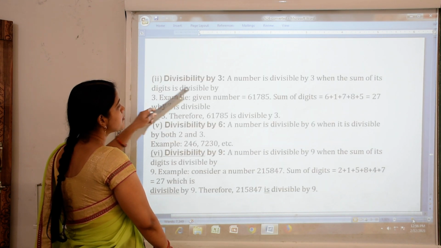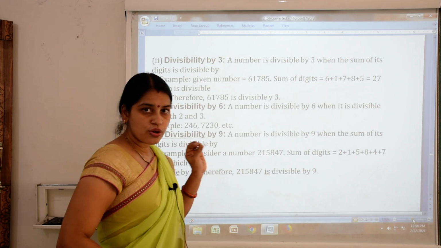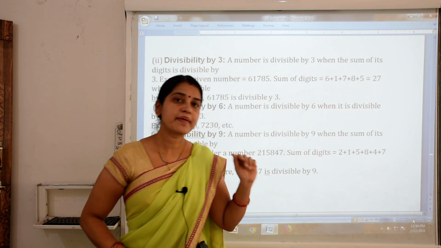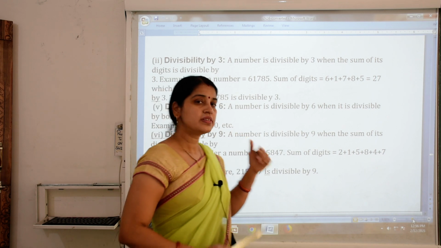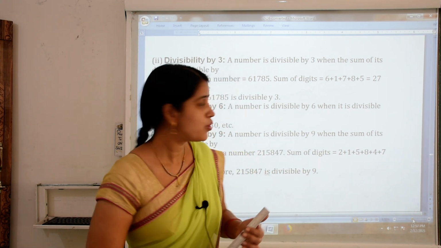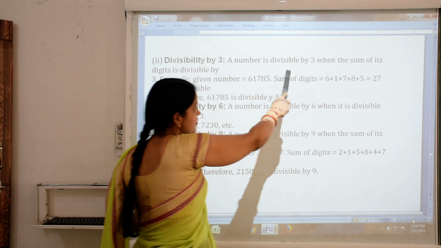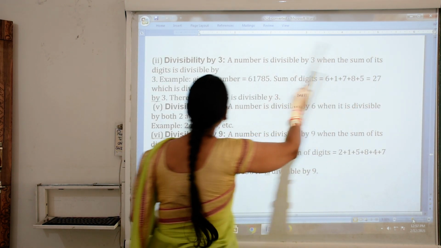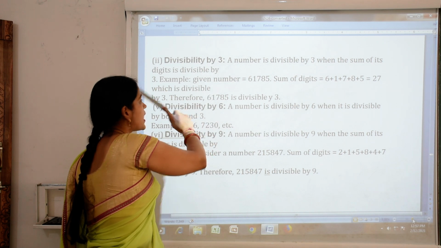Next is divisibility by 3. So divisibility by 2 we can check by the ones digit. Now divisibility of different numbers has different tests. Like a number is divisible by 3 when the sum of its digits is divisible by 3.